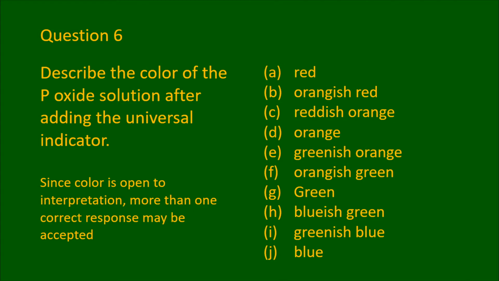Question 6. Describe the color of the phosphorus oxide solution after adding the universal indicator. Question 7. Describe the color of the sulfur oxide solution after adding the universal indicator. Question 8. Describe the color of the chlorine oxide solution after adding the universal indicator. Question 9. Describe the color of the nitrogen oxide solution after adding the universal indicator.